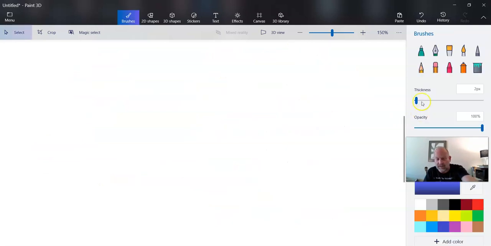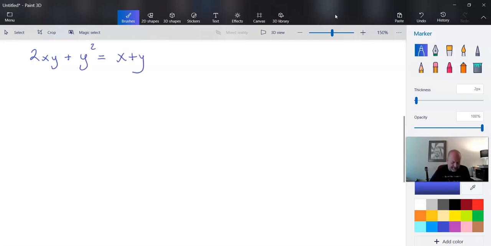So let's take a look at another example here. This one's going to take a little bit more room up, but it'll be fun nonetheless. So we got 2xy plus y squared is equal to x plus y. And we want to find dy/dx, right? So we want the change in y with respect to x. That's what we're looking at right now.